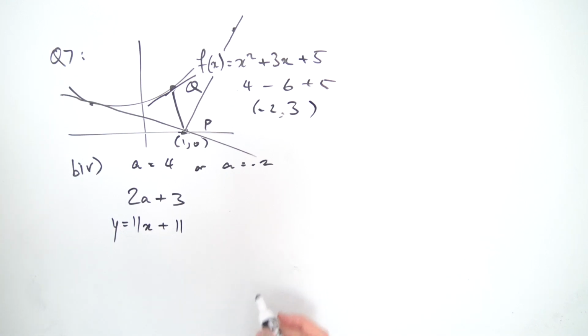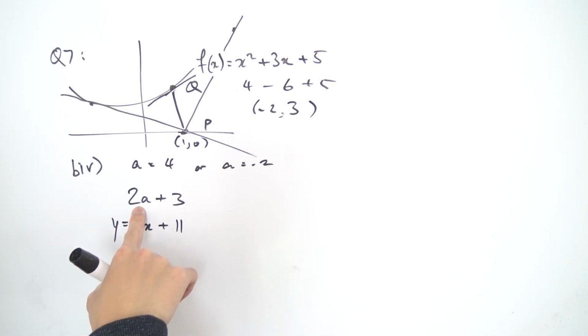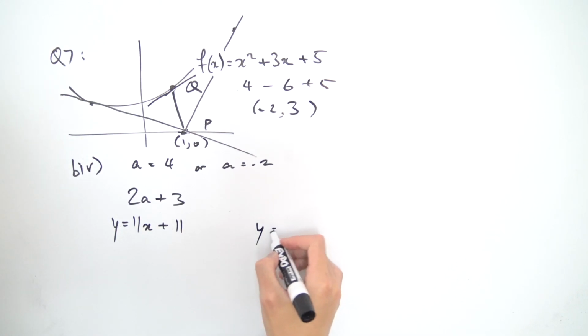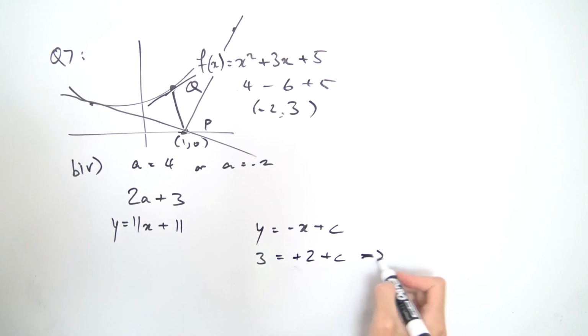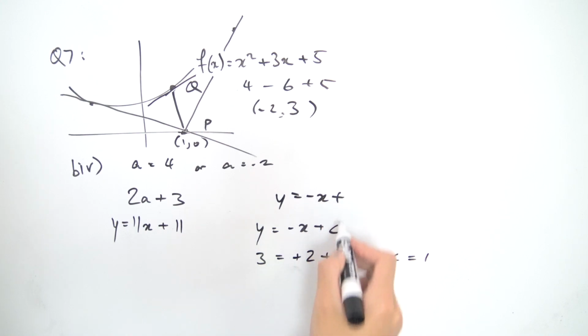And the gradient at minus 2 is, well, using this gradient formula for the tangent, we have minus 2 times 2, which is minus 4, plus 3, which is minus 1. So y is equal to minus x plus c. And subbing in this point, we get 3 is equal to minus 2, which is plus 2, plus c, which means c equals 1. So that means that y equals minus x plus 1. That should be the answer.